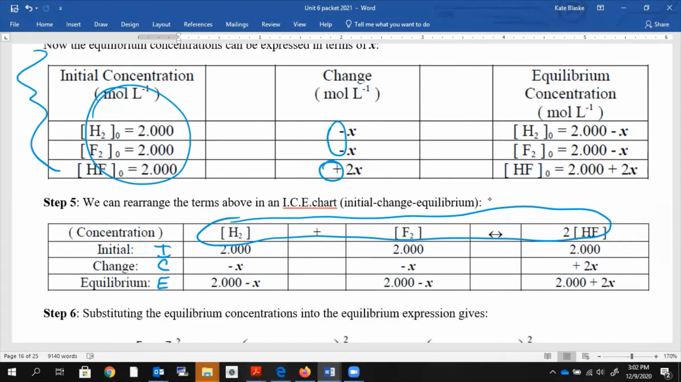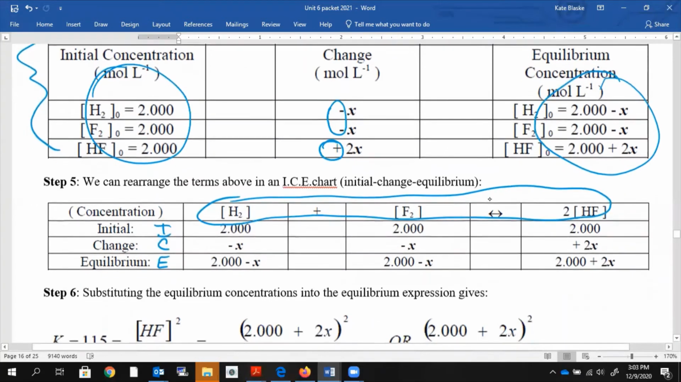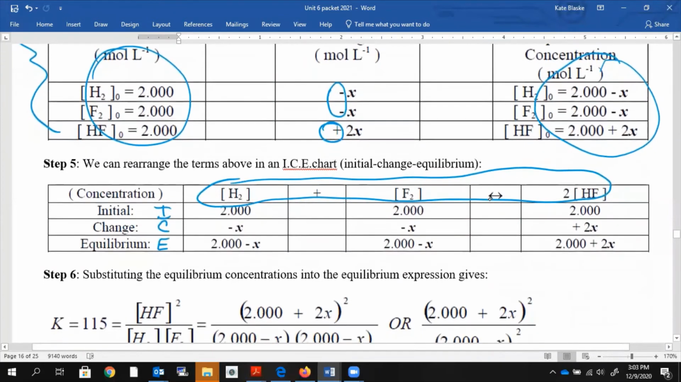So since hydrogen and fluorine both have a coefficient of 1, they're going to lose X. Since hydrofluoric acid has a coefficient of 2, it is going to gain 2X. So overall, we have where our concentration should be when we come to equilibrium. We just don't know what that X value is yet. So we are going to rearrange those values a little bit and set up an ICE chart.